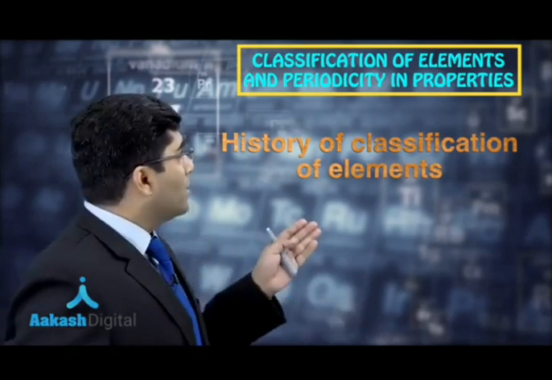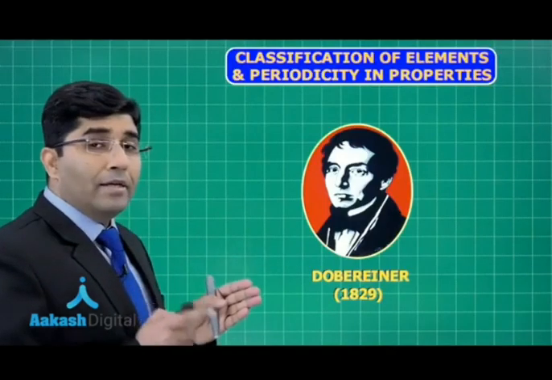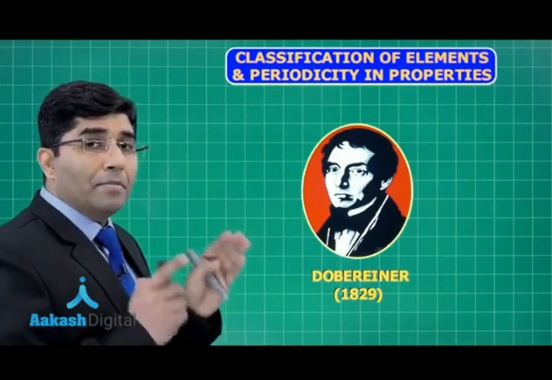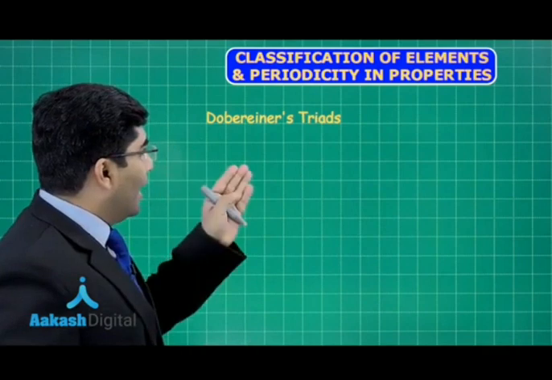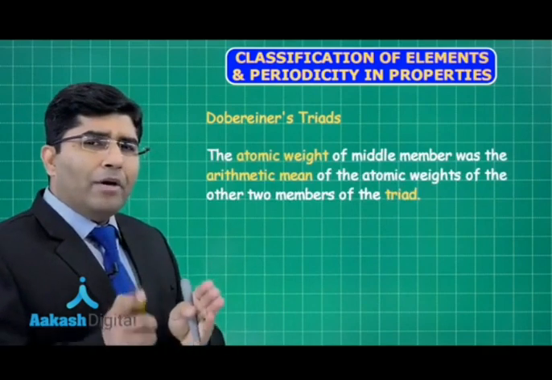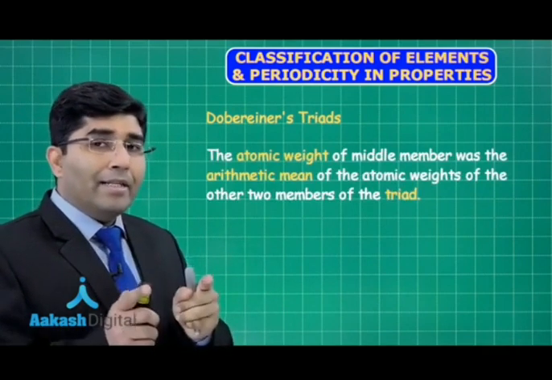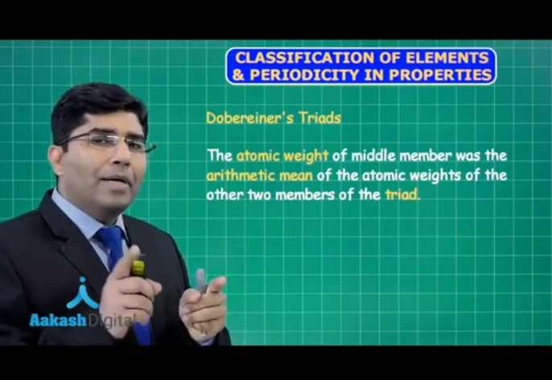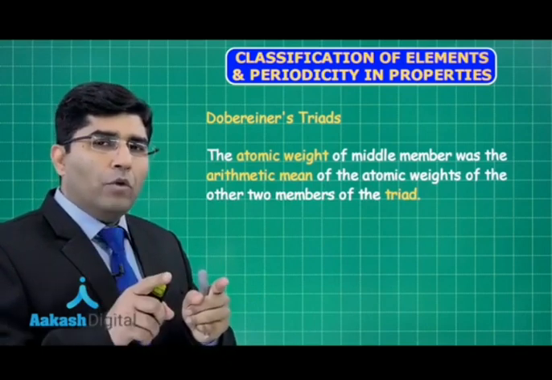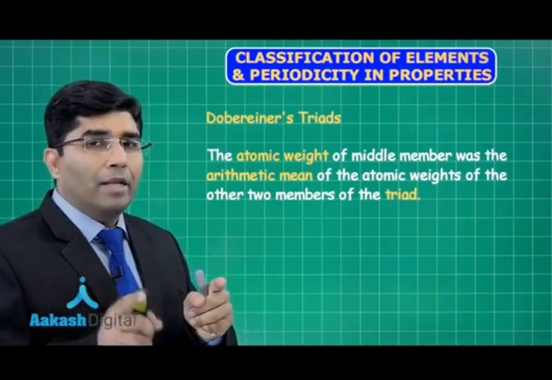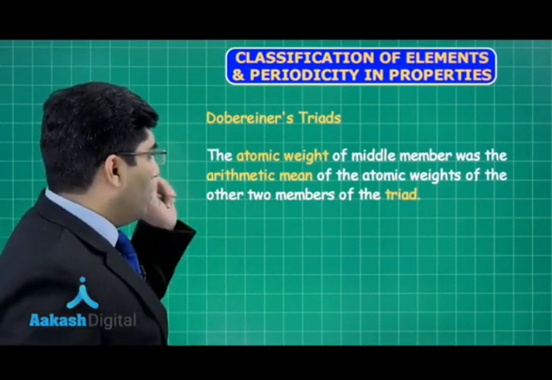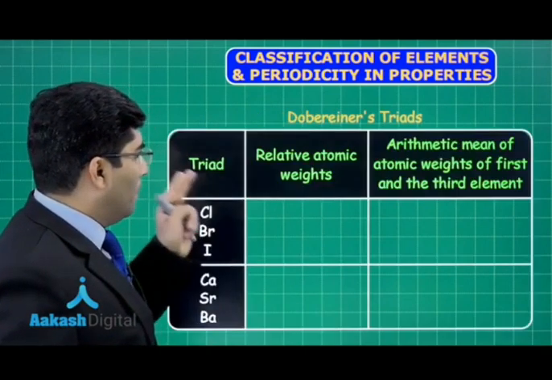So first was Dobereiner. In 1829, he gave some triplets, or you can say Dobereiner triads. He gave the triplet of 3 elements. He said that the mass of the middle element will be equal to the arithmetic mean of the first and the third element. So let's take the example.